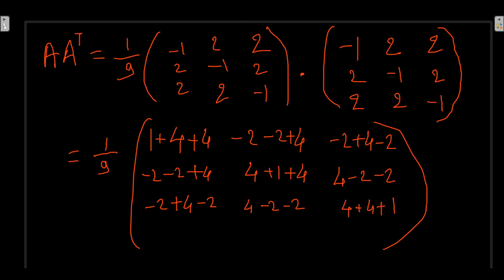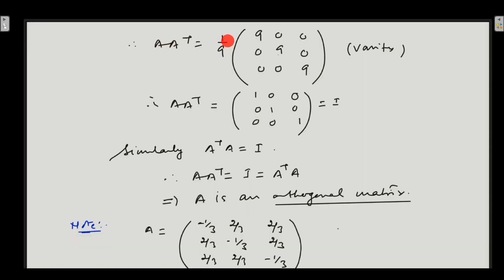Okay. So what we get? A transpose is equal to 1 by 9 multiplied by the matrix with 9 on the diagonal and 0 elsewhere. Now as soon as you take this 1 by 9 inside the matrix, what will you get? 9 and 9 will cancel, 1 will occur. 9 and 9 will cancel, 1 will occur. 9 and 9 will cancel, and 1 will once again come.